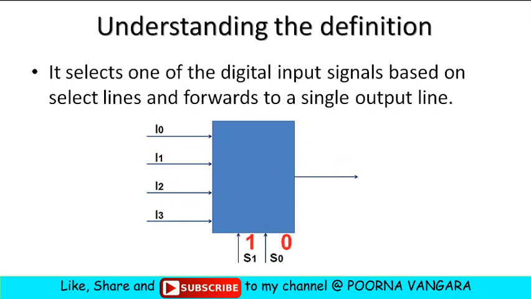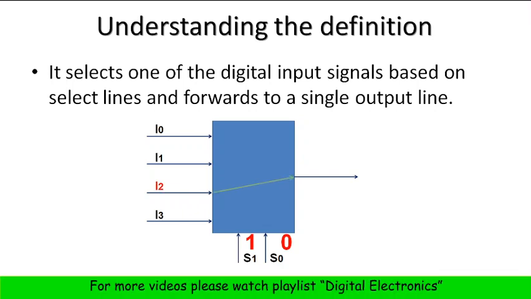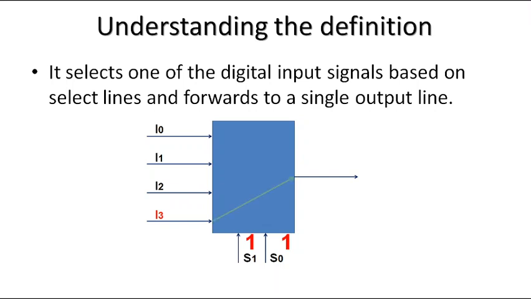Next combination is 1 0, indicating 2, so the second line will be selected and connected to the output, thus the output is I2. And the last combination is 1 1, so I3 will be selected, and the output is Y equal to I3. So this is the simple operation. Now let us get the Boolean expression or function for this Y.